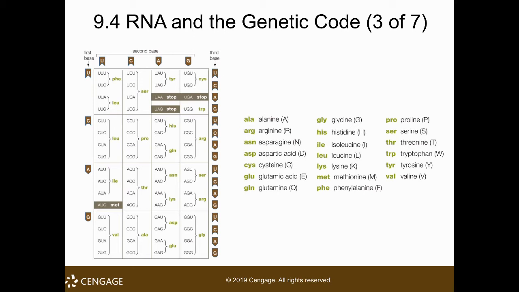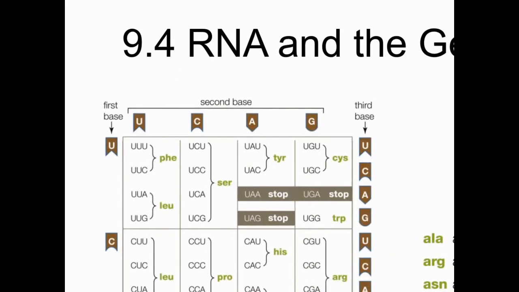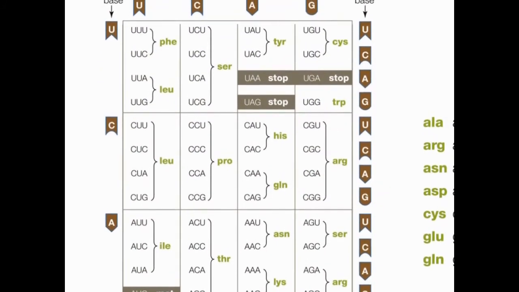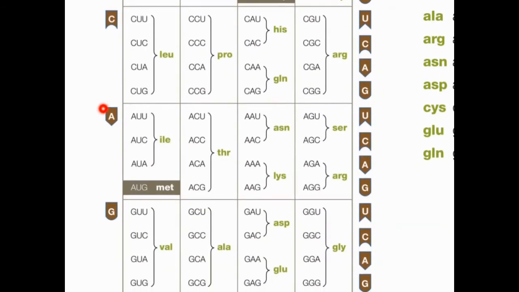So, for AUG, you have A as the first base, and then U. So, this is the column for U, and then this is the row for G on the third side. So, you have AUG, and this encodes for methionine.